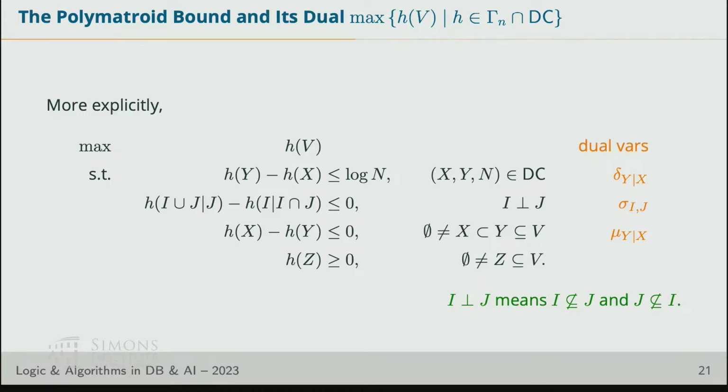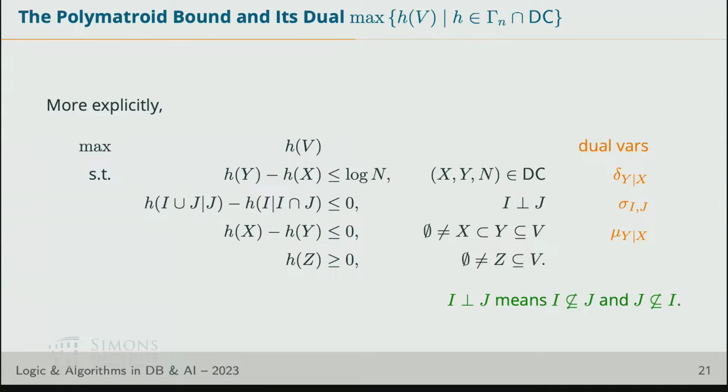Of course, I'm talking about entropy, but these are only polymatroids. But the inspiration of where these inequalities come from, these are called Shannon inequalities. They all come from the information interpretation of these quantities.